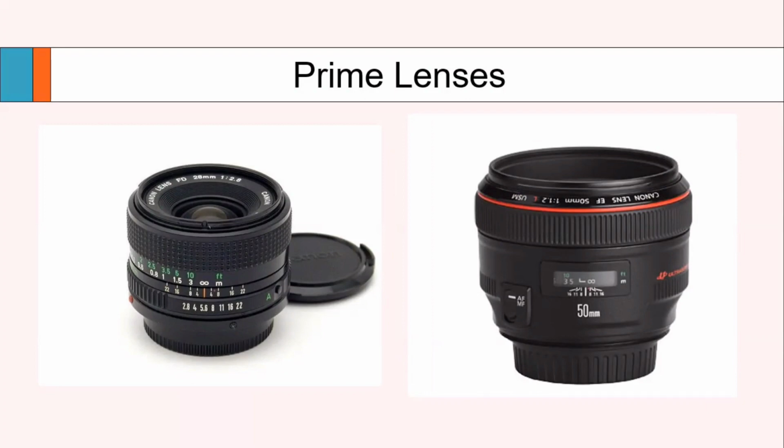Next, prime lenses. A prime lens is a fixed focal length photographic lens as opposed to a zoom lens, typically with a maximum aperture from f2.8 to f1.2. The term can also mean the primary lens in a combination lens system. While a prime lens of a given focal length is less versatile than a zoom lens, it is often of superior optical quality, wider maximum aperture, lighter weight, and smaller size.